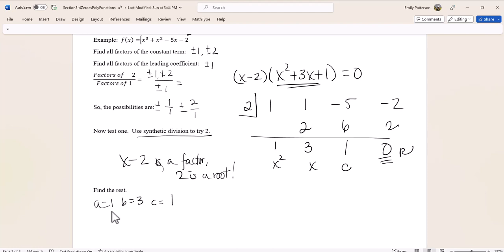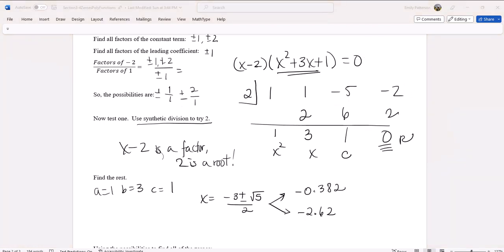Linears are easy. Quadratics require a different method of solving, either through factoring, the quadratic equation, or completing the square. So put those values in and find the other roots. And solving using the quadratic equation, I get that x is equal to negative 3 plus or minus the square root of 5 all over 2.